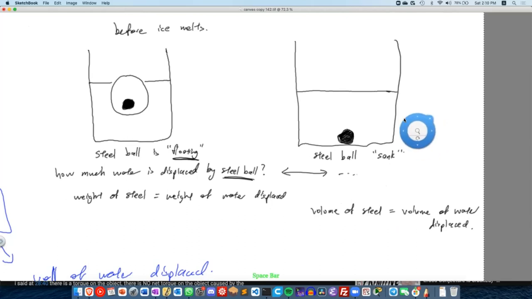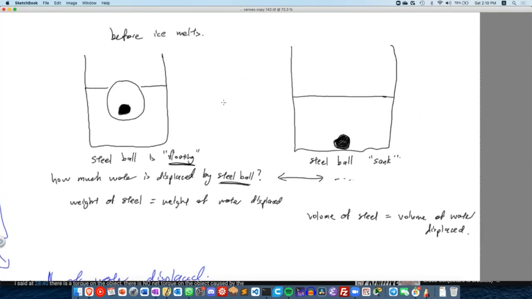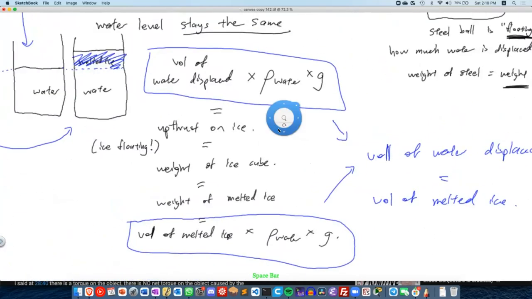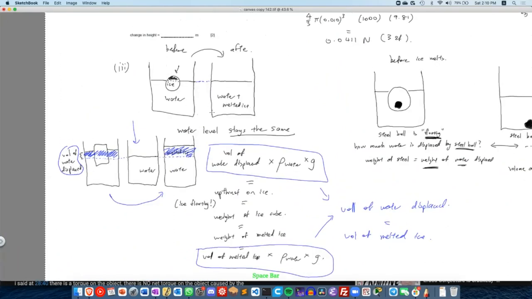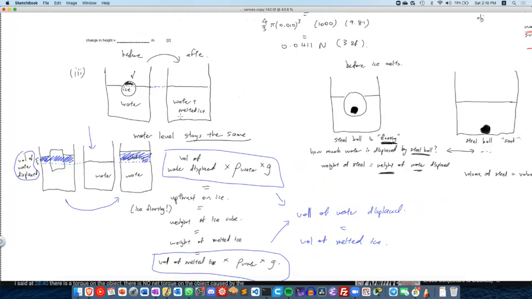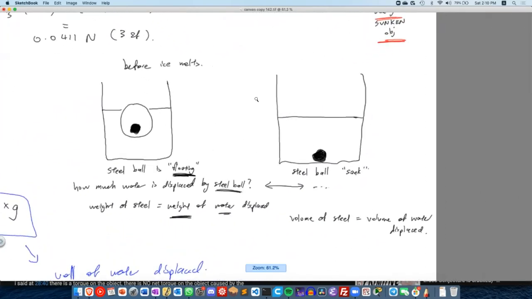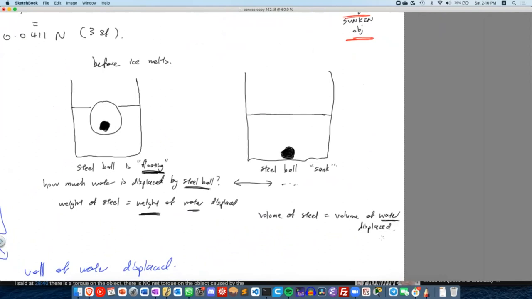So in these two scenarios, basically the ice is there. By encasing the steel ball in ice, it allows the steel ball to so-called float in the water, thereby displacing its weight of water. Whereas in the second scenario where the ice is melted, by the previous argument the water level over here doesn't change. But what does change is how much water is displaced.